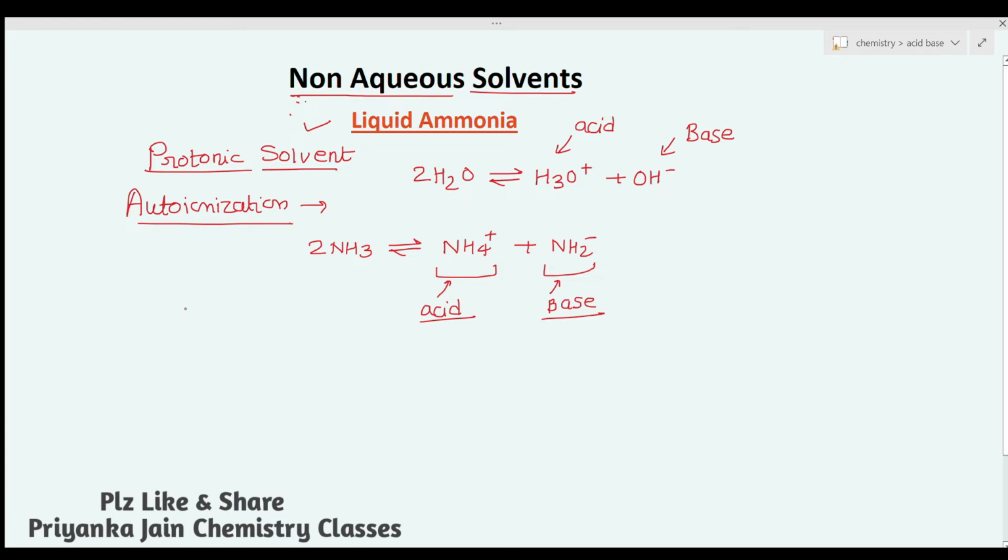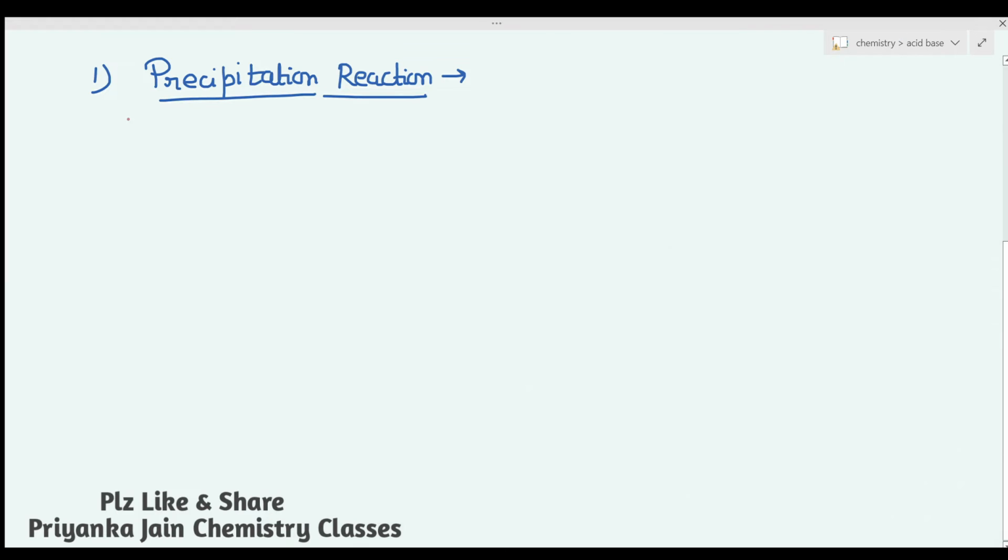Now we have to study the reactions that happen in liquid NH3. The first are precipitation reactions. As we have seen in water, several precipitation reactions can be done, and similarly there are several reactions that happen only in liquid NH3. The precipitation of any substance depends upon its solubility in that particular solvent. Some substances are soluble in water while others are soluble in liquid NH3. This is the basic criterion.